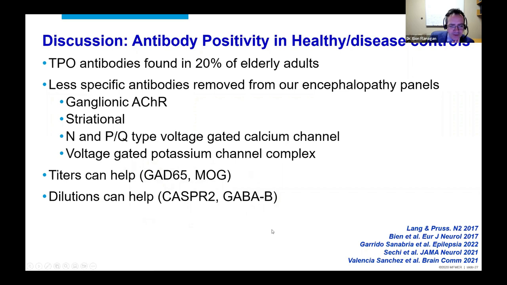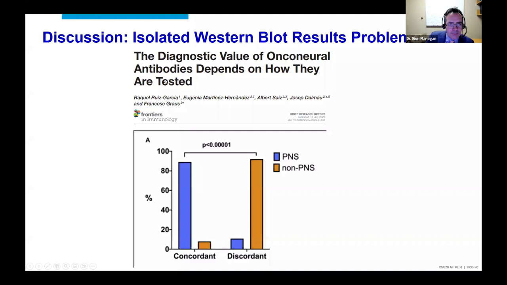This was a study by Dr. Dalmau and colleagues just showing that sometimes if you tested patients with just the immunoblot technique, that would be problematic, while it's best to use the immunofluorescence technique and the immunoblot as a confirmatory test, not the immunoblot in isolation, because that leads to a lot of false positive results.